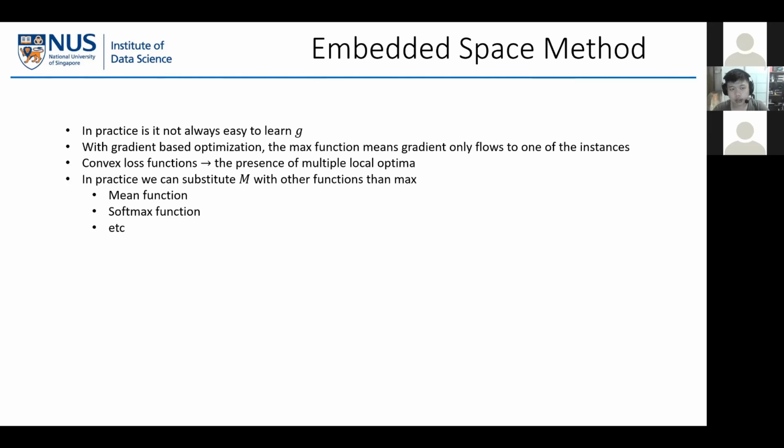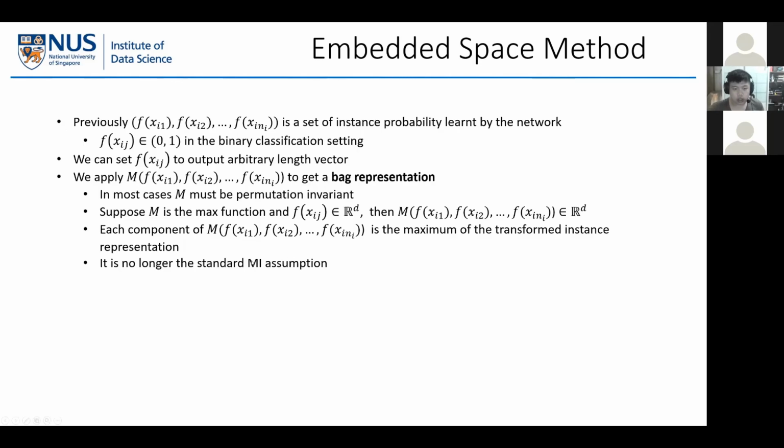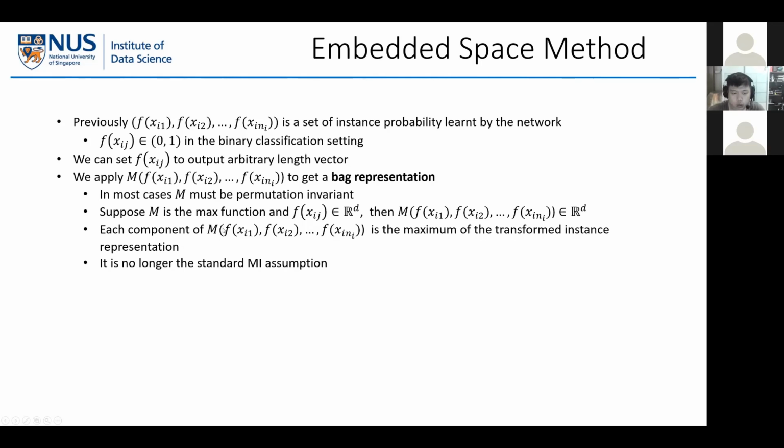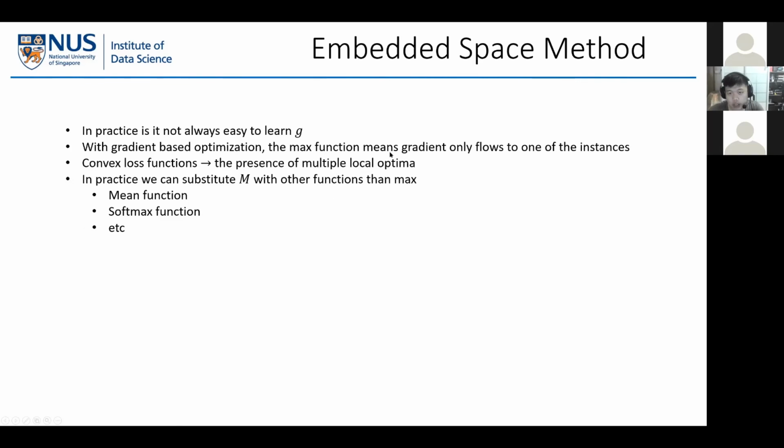So this is what I said before. In practice, it's not always easy to learn in this setting because of the gradient-based optimization. If you have a max function here, we apply max to each dimension of the transformed instance representation. Gradient tends to flow only to one of the instances. And with the presence of multiple local optima, this becomes quite hard to learn because you are not being very efficient in updating your gradient.